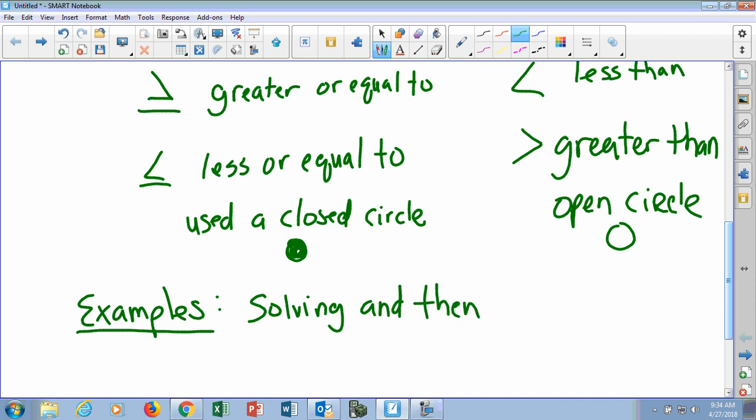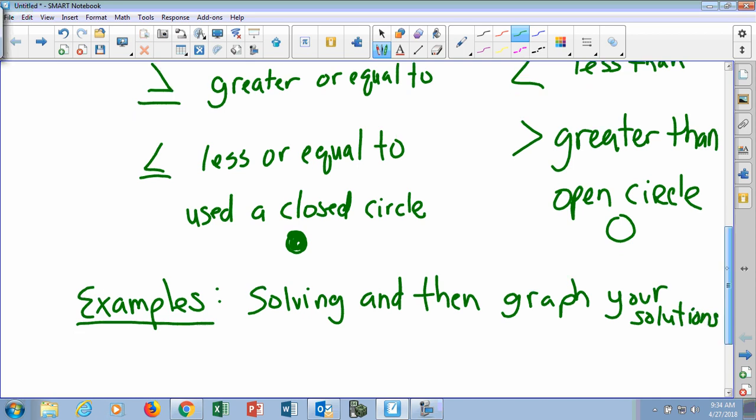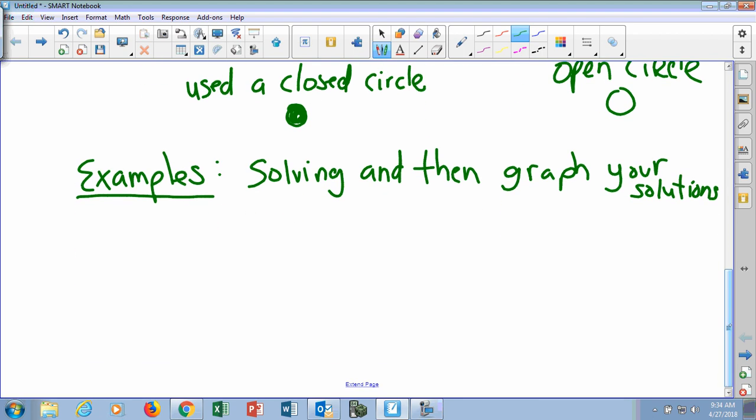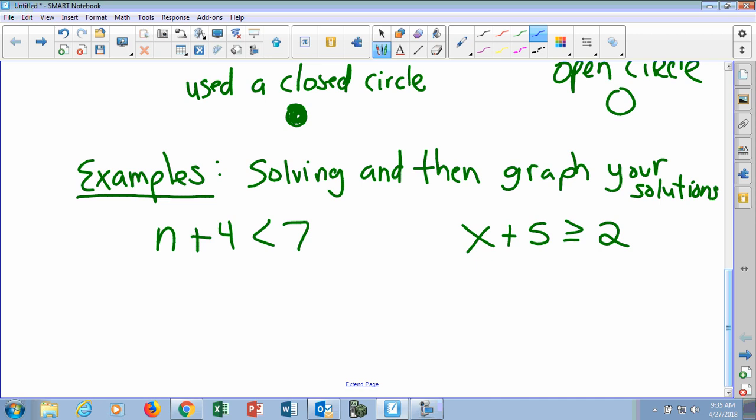Okay, as you're finishing up, I'm going to put two examples up here that we're going to solve, and then we have to graph our solutions. Okay, I'm going to move this down now. Okay, here's one expression. There's an equation. And then here's another. So we're going to show you how we solve this.